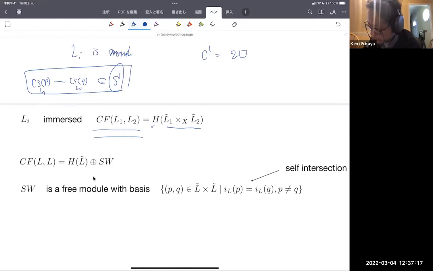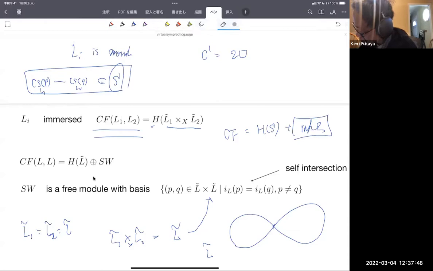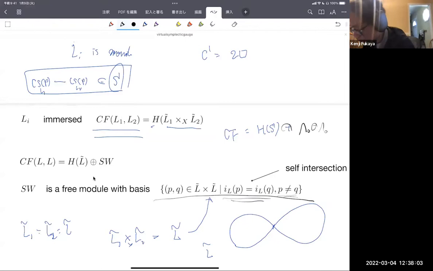Suppose that in the case where L1 tilde and L2 tilde are both L tilde, this fiber product is L tilde itself, plus something else. So this is L tilde. And in this case, CF is the homology of S1 plus rank 2 copies. And this is a space of pairs of points P, Q whose images coincide, but the points themselves do not coincide. So this is a self-intersection point, and this part is called the switching part. So this chain complex is the homology of L tilde itself plus the free finitely generated module generated by the switching part.